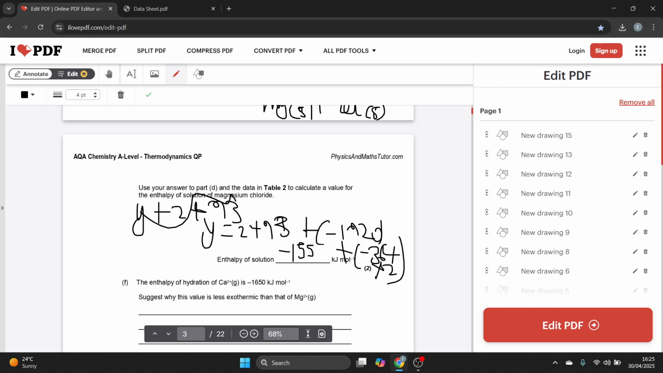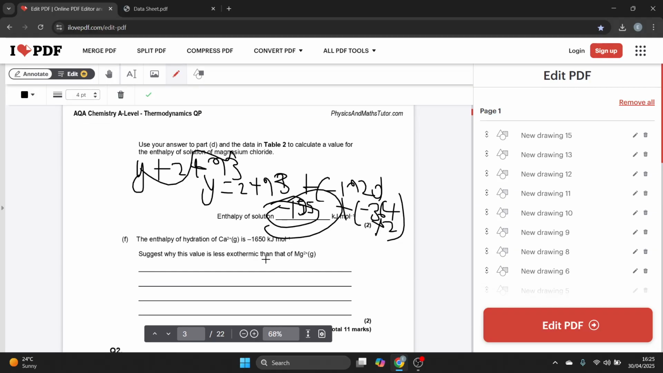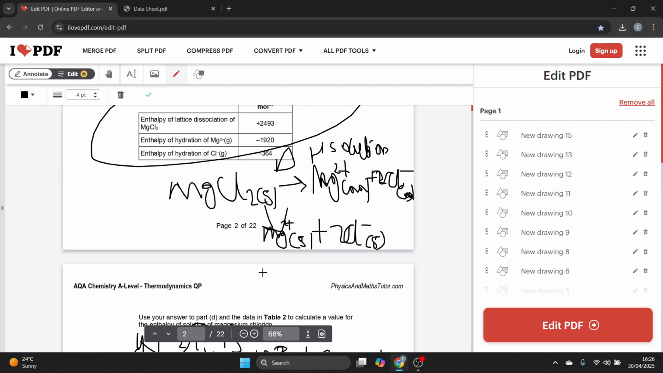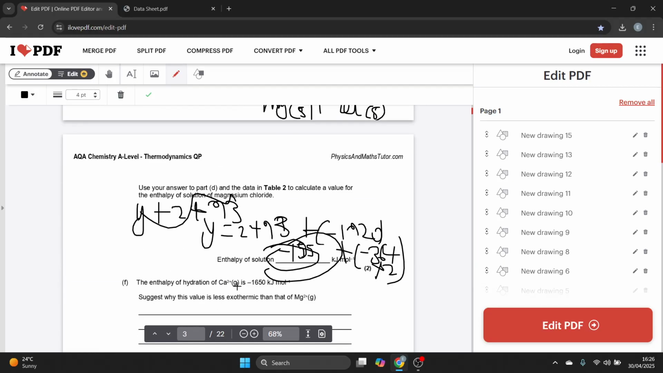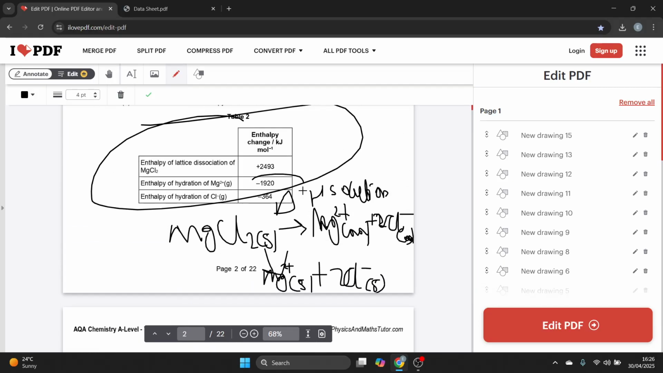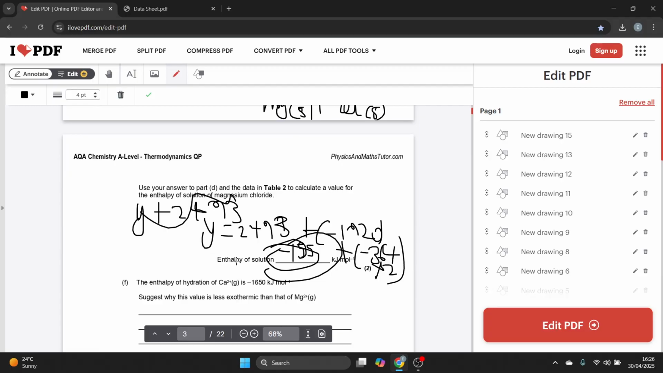Minus 155 kilojoules per mole. The enthalpy of hydration of Ca2+ gas is minus 1650 kilojoules per mole. Suggest why this value is less exothermic than that of Mg2+ gas. For Mg2+ gas, the enthalpy of hydration is minus 1920, and in this case it is minus 1650.